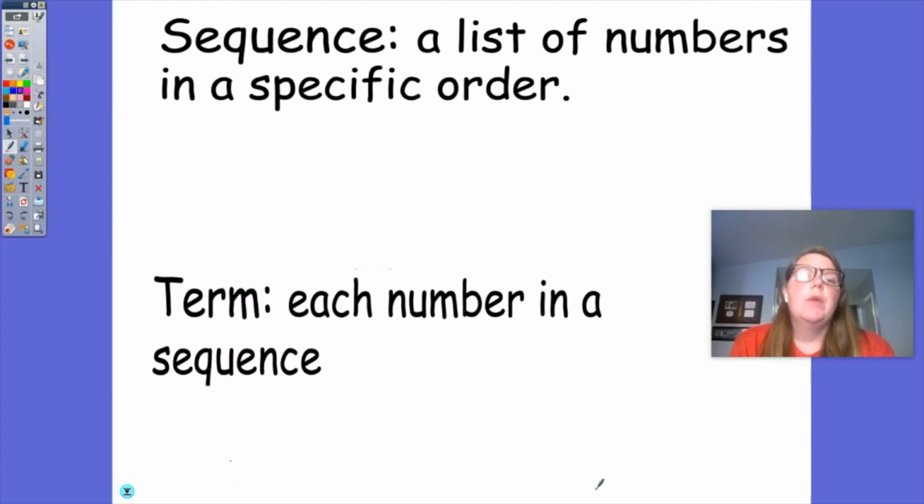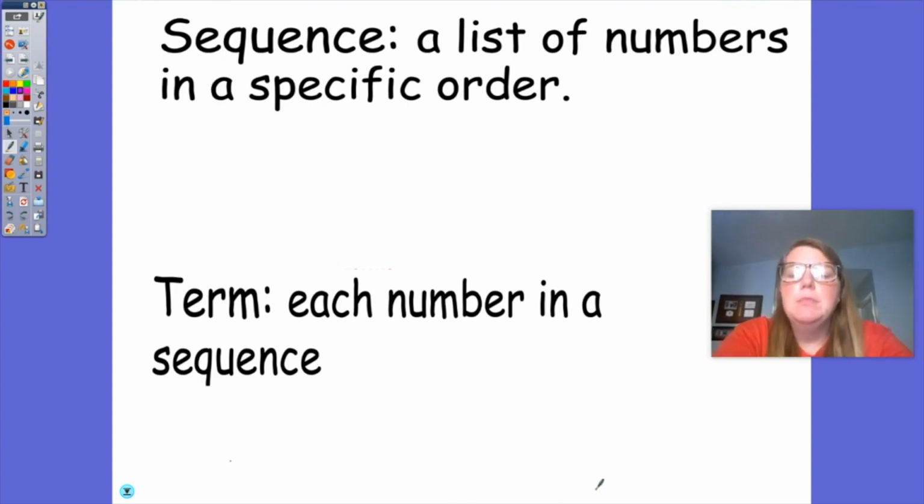Hey guys, so we are going to start a new topic this week called sequences, and we're going to look at two different types of sequences. When I say sequence, I'm talking about a list of numbers in a specific order. So those numbers may be related by addition or subtraction or multiplication and division.